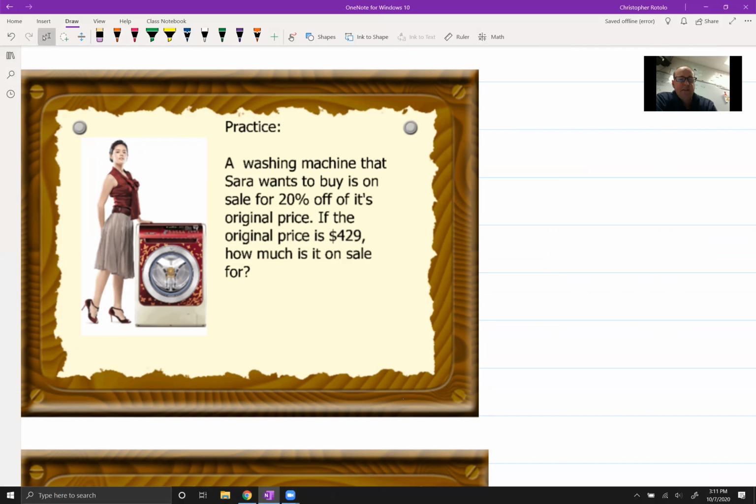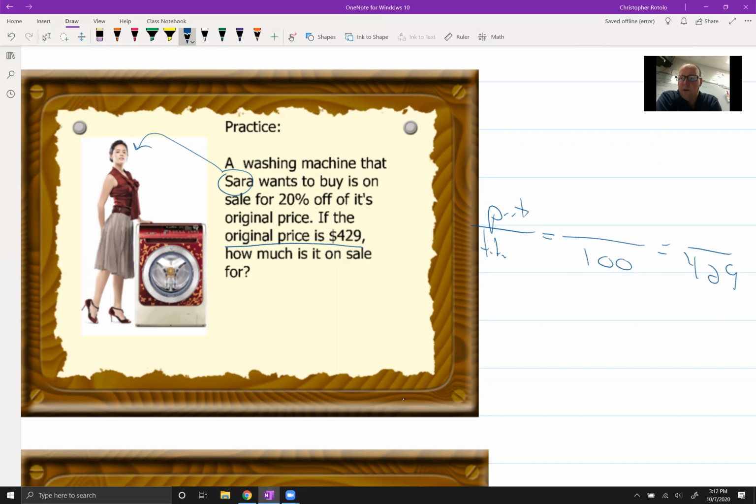All right, this is Sarah. I can tell because it says right here. She wants to buy this washing machine, which has some awesome decals all over it. My washing machine is just in the basement. I don't really care what it looks like, as long as it washes. It's on sale for $20 or 20% off its original price. So this time we are given the full price. Remember, it was part over the total. And we're talking about percentages, but the original price is $429, and we want to know what kind of sale Sarah got.